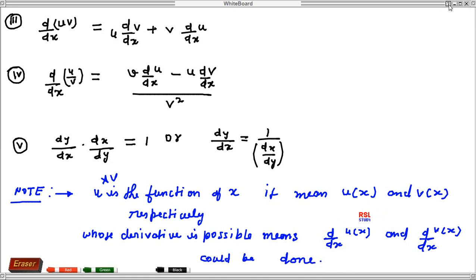I will show you in the next chapter how the differentiation is done. Similarly, v(x) may be x square, (x cube plus 3x plus 2) whole square, x by 5, x plus x cube plus x power 4, and so on. There are so many types of functions that may be contained.